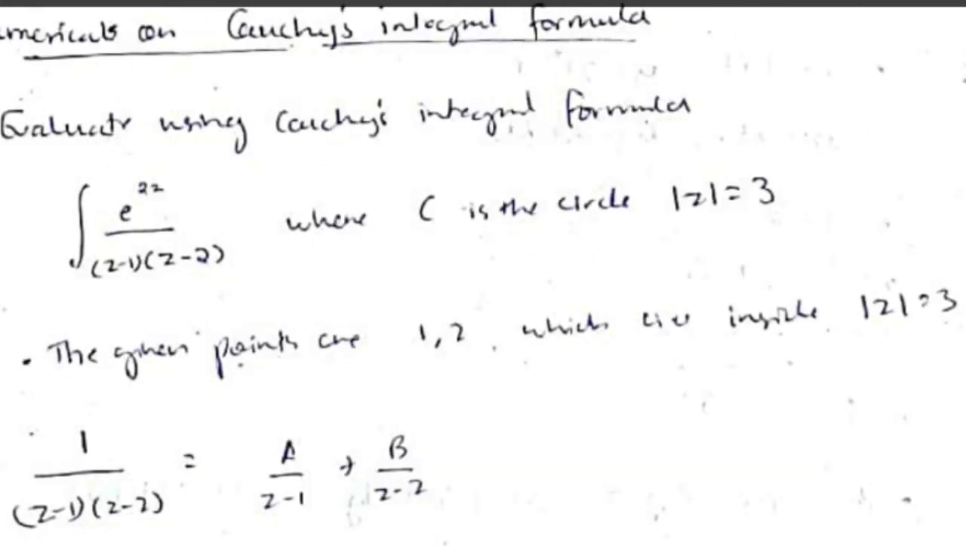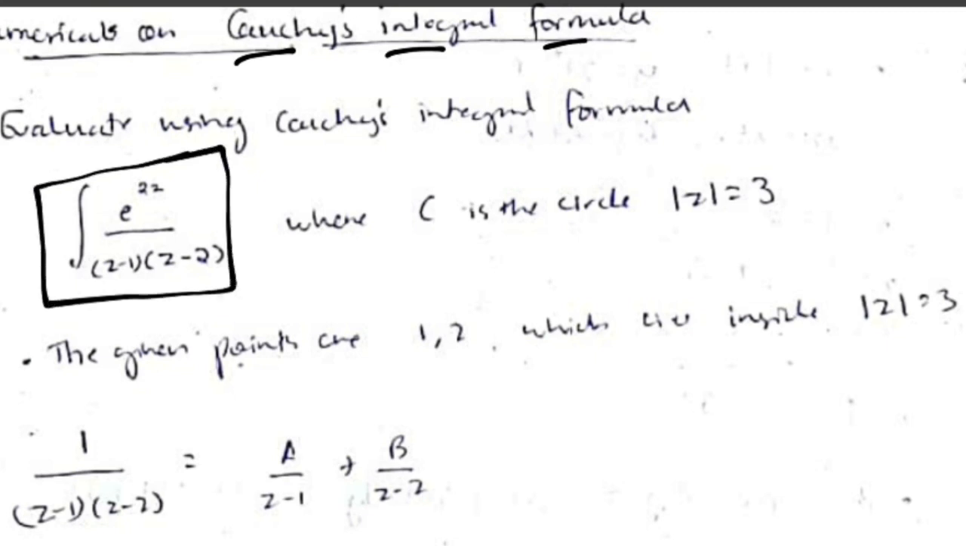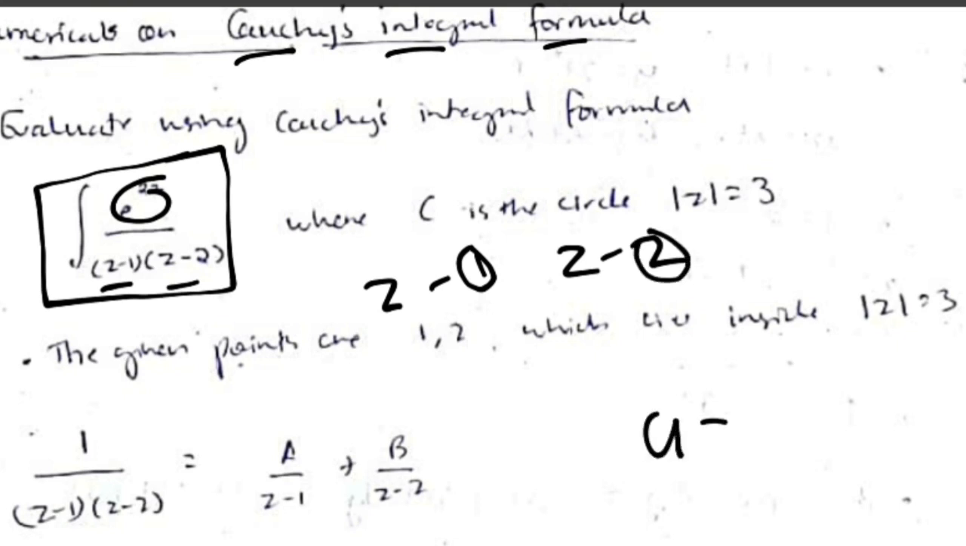Okay. Coming to the Cauchy's integral formula, we'll have two types wherein the question will be of this form. We will be given some value in the numerator, and in the denominator we'll have one or multiple terms. Okay. So here we have z minus 1 and z minus 2. So what you have to observe is z minus a and z minus b. So the values of a and b are 1 and 2.